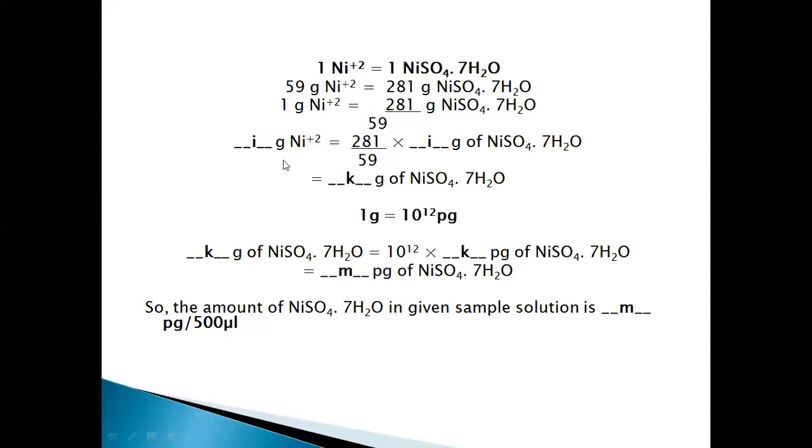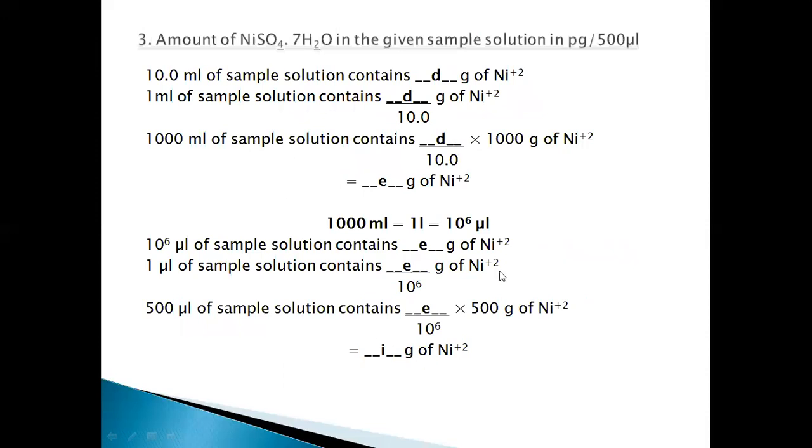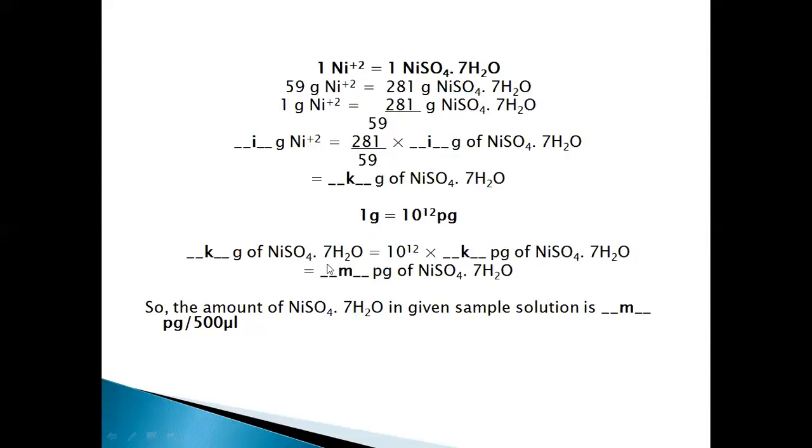In the previous slide, we have I gram of nickel per 500 microliter. So this I gram of nickel is actually equal to 281 divided by 59 multiplied by I gram of nickel sulfate. Multiply, divide all these values. Suppose the answer is K, and now this K is actually the grams of nickel sulfate heptahydrate, because we have applied the mole ratio between nickel and nickel sulfate. So in this way, with the help of the amount of nickel, finally we have calculated the amount of nickel sulfate heptahydrate. The last step is to convert this gram into picogram.